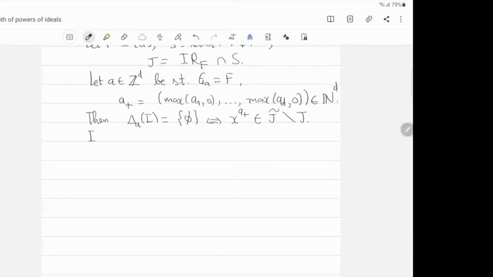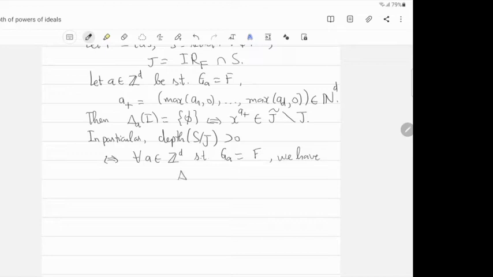So from this in particular, we have that the depth of S mod I is positive if and only if for all a in Z to the d such that the negative support is F, we have that the degree complex of a is different from this complex.